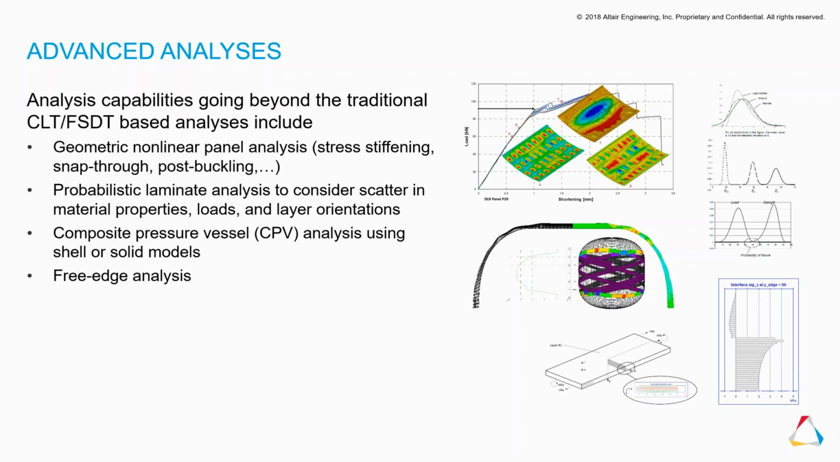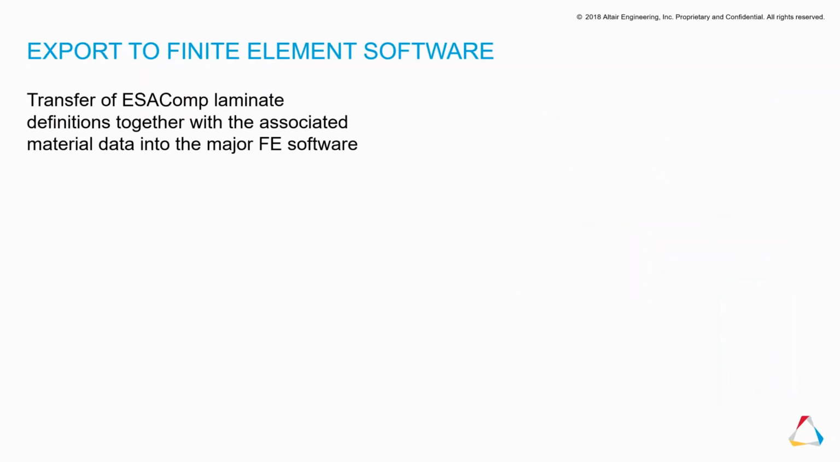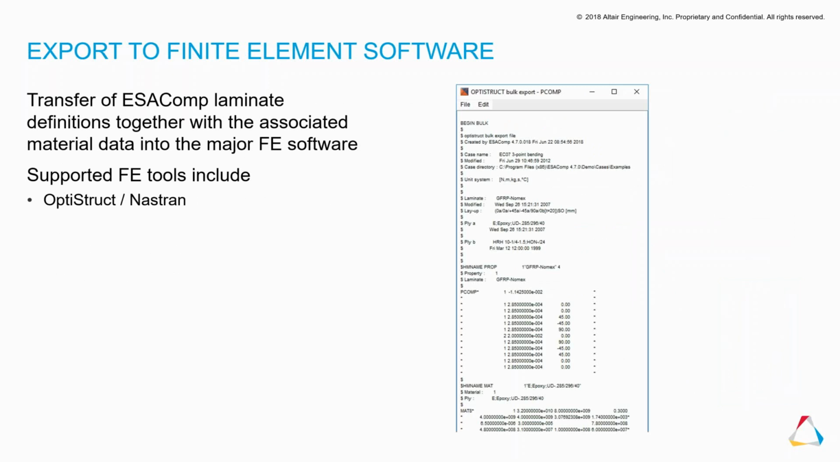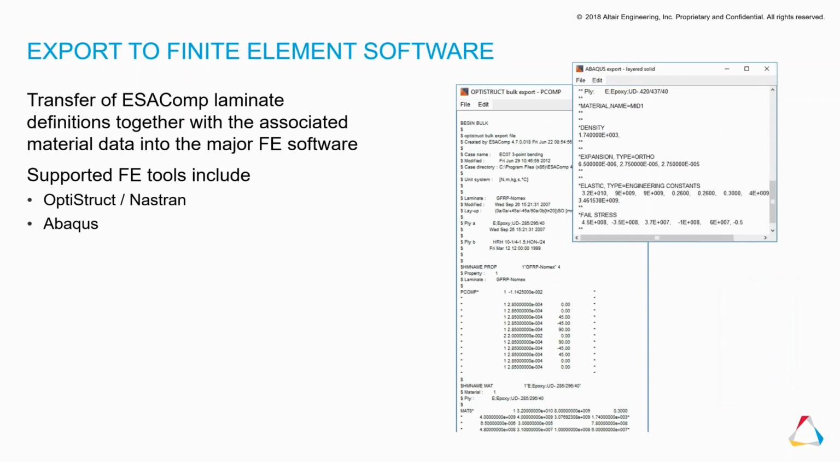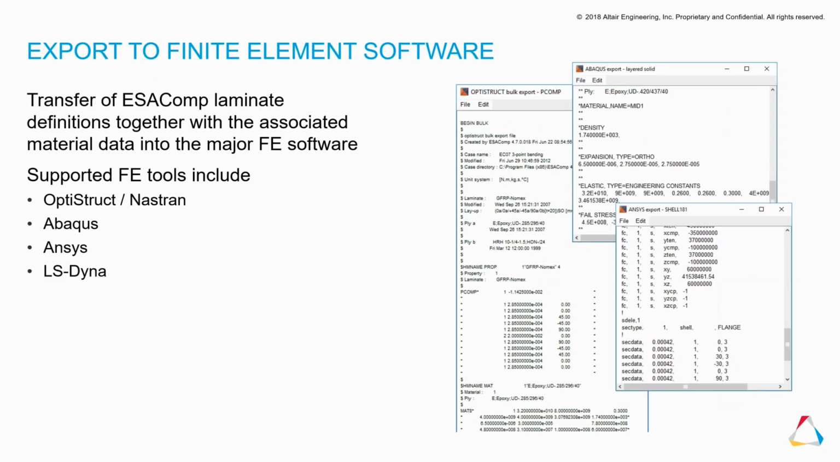Free edge analysis, one of the exotic analysis capabilities we also have. Once we have a laminate defined in ESAComp, it's also possible to export the associated layup and material properties into different FE software like OptiStruct and Nastran, Abaqus, ANSYS, LS-DYNA.